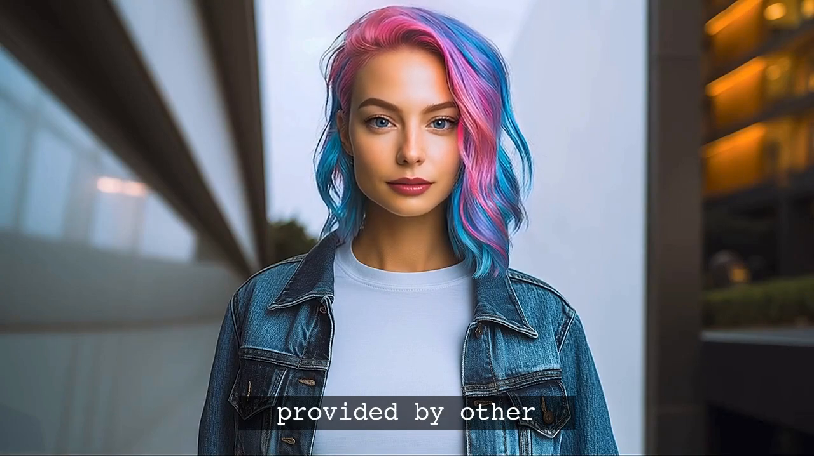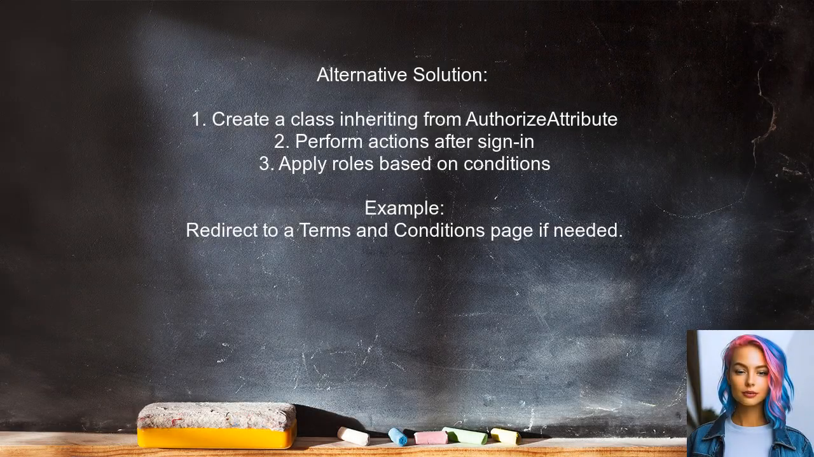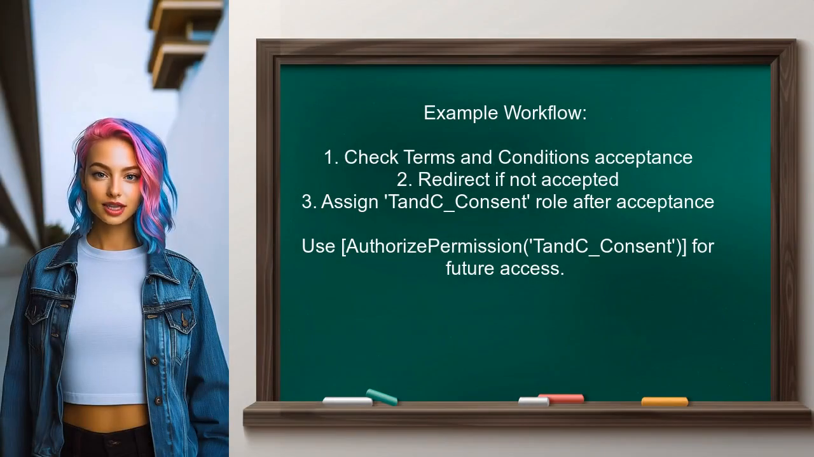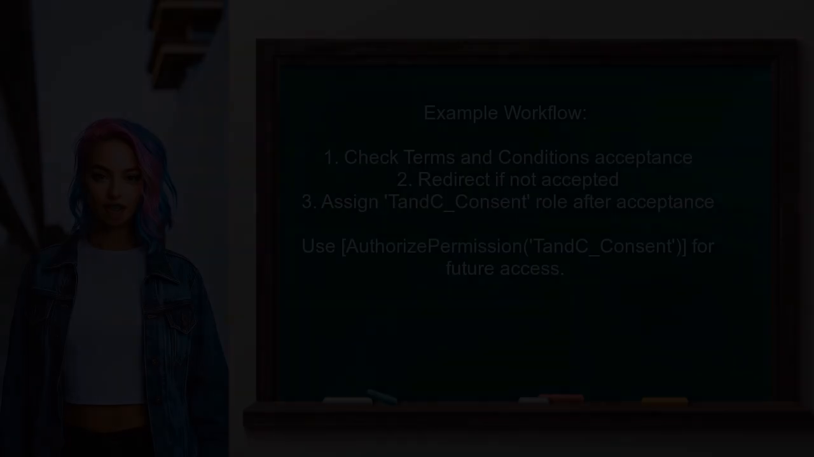Now, let's look at the answers provided by other users. An alternative approach suggests implementing a custom class that inherits from the authorize attribute. This allows you to perform actions after sign-in, such as checking if it's the user's first login and applying roles. For instance, you can check if the user has accepted the terms and conditions. If not, redirect them to a lower role protected MVC controller. Once accepted, assign a role like tan-c consent for future validations.